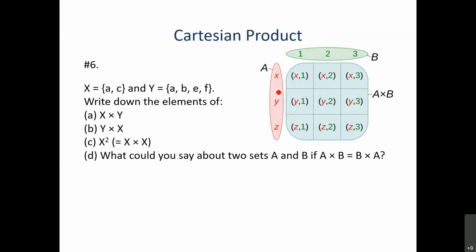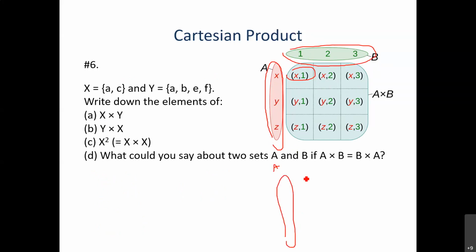So it's kind of like this. Let's say you have these two sets. You put one sort of like a column, the other sort of like a row. You get all the possible elements. If they're the same element, like if you're doing A twice, just write it once like this, once like this. What could we say about two sets if A cross B equals B cross A?